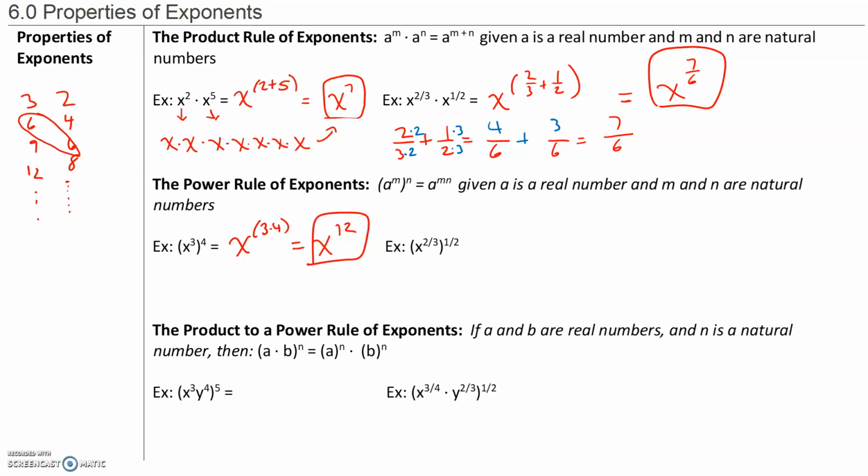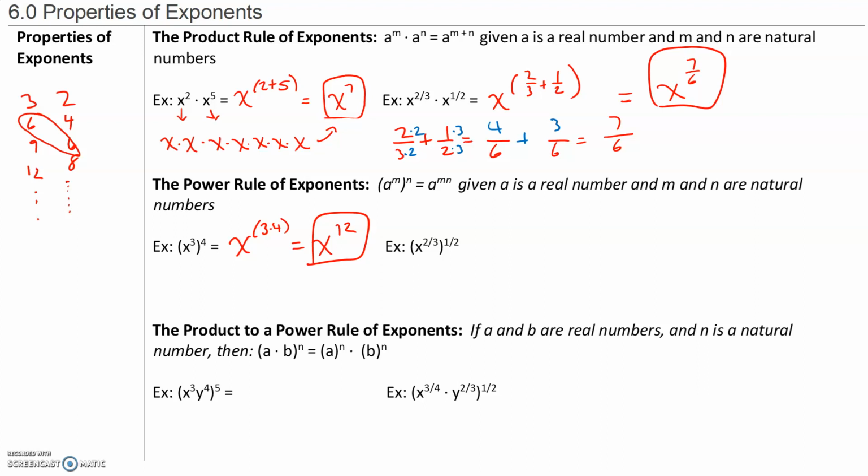Sometimes they get confused. In a product rule, you're multiplying two bases that are the same. Therefore, you add the exponents. In the power rule, you only have one base but two exponents. And that's when you multiply the two exponents together.